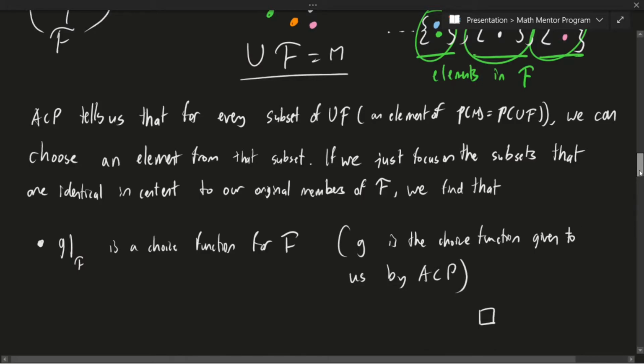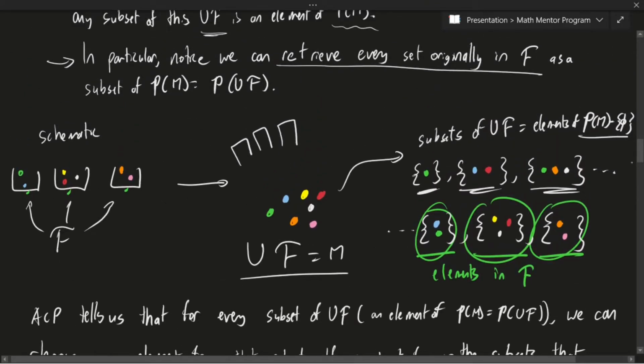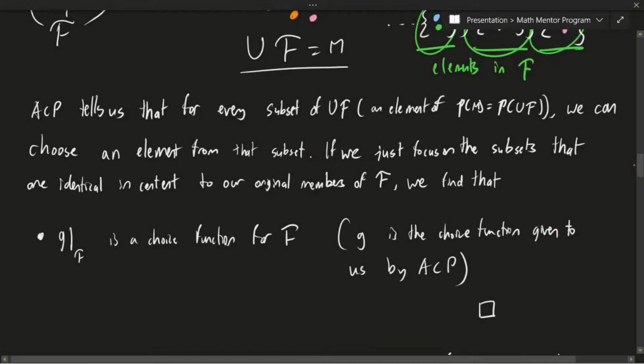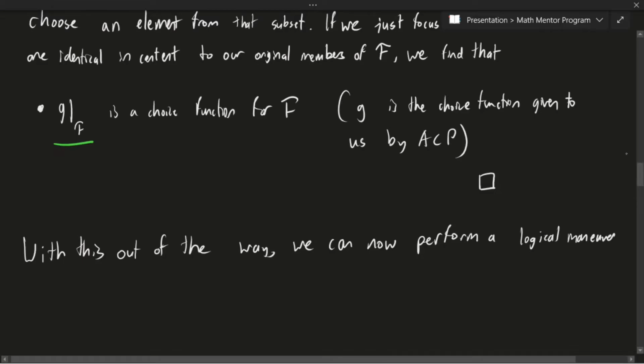So really, the power set form is a lot stronger than what we really need. The power set form tells us that for every one of these non-empty subsets of the union of F, I can go ahead and pick an element from them. But I don't need a function defined on all of those. All I need is a function defined on these 3, basically every single one that was an element of F to begin with. So because I can do that by the power set form, I get the choice function for free. I just have to restrict it to every single subset that looks like something that was originally in F. So that concludes the proof.